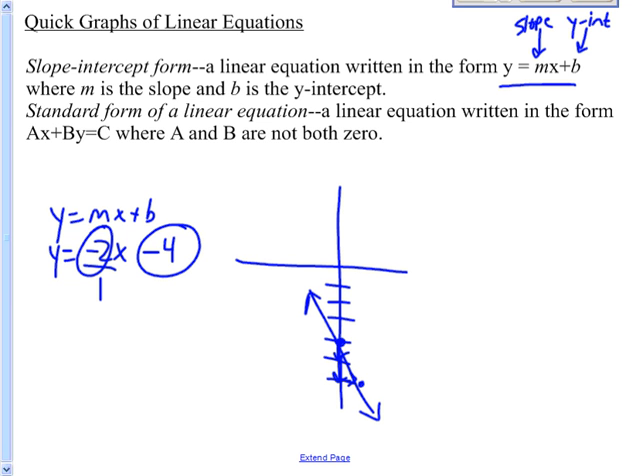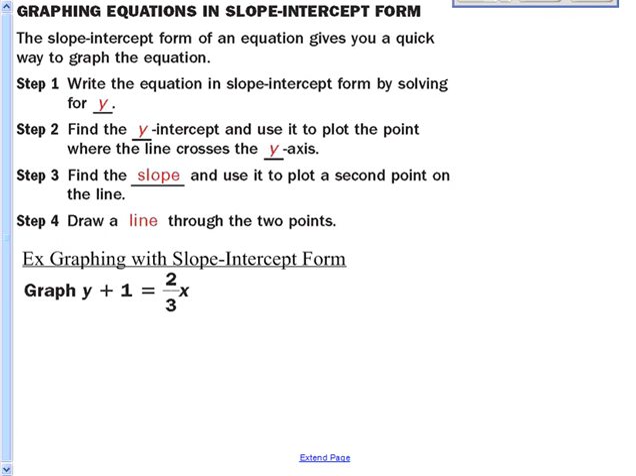A standard form, on the other hand, is anything of this form, ax plus by equals c. So let's take, how about 2x minus 3y equals 8, for example. And a and b cannot both be 0 in this standard form. All right, let's graph some equations in this slope-intercept form.